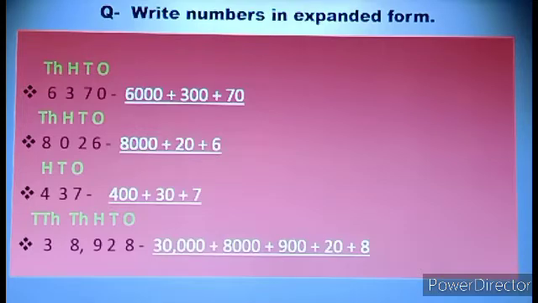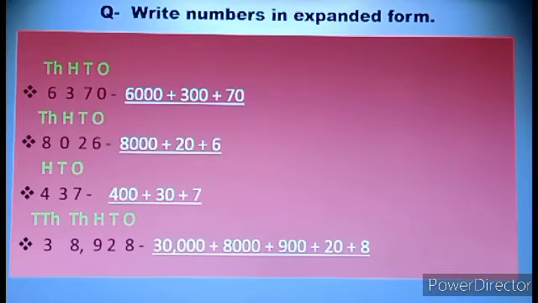6,000. So you multiply 6 with the thousands and it becomes 6,000. Then you put the plus sign. 3 is on the 100 place, so 3 multiplied by 100 gives 300. Plus, 7 is on the tens place, so 7 multiplied by 10 becomes 70. Plus you can write 0 also. 0 is on the ones place, so 0 multiplied by 1 means 0 only. If you add plus 0, that is also correct. If you don't put the 0, that is also correct.